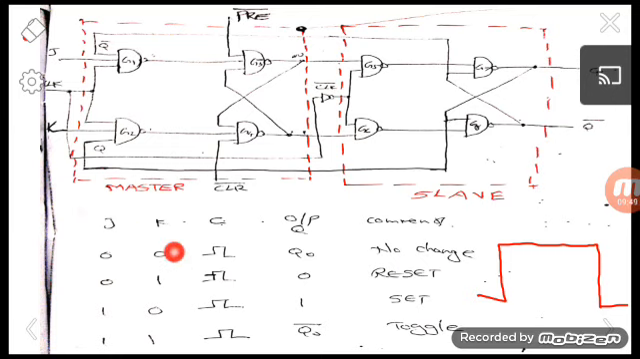That is, for 0 0, the output will not change, the no change condition. For 0 1, the output will be in reset condition, that is the output will always be 0, and for 1 0, the output will be 1, that is set condition. For 1 1, the output will toggle, that is Q naught bar. So that's about the race around condition and the master slave JK flip flop.